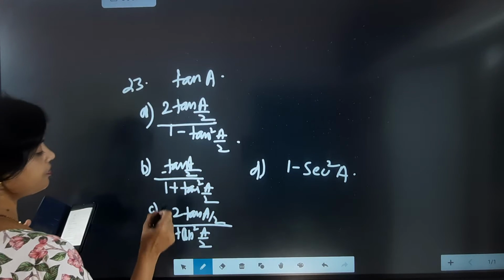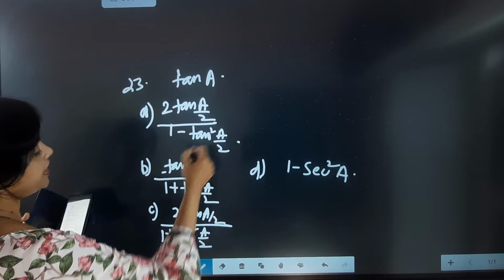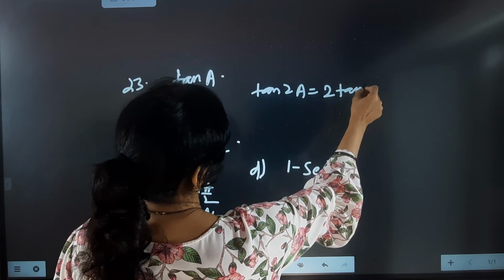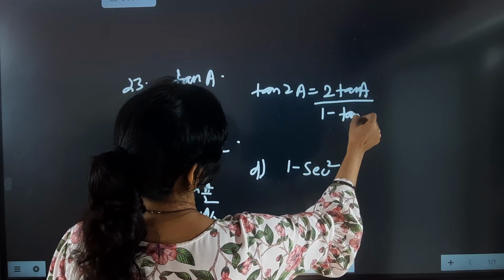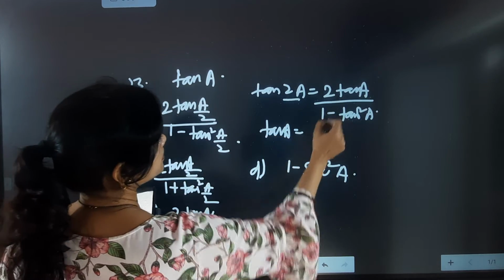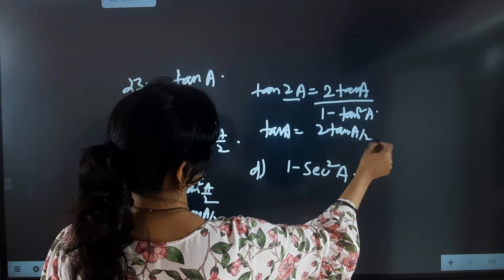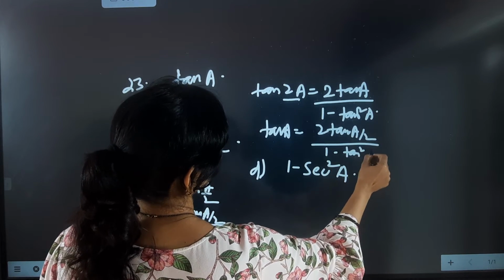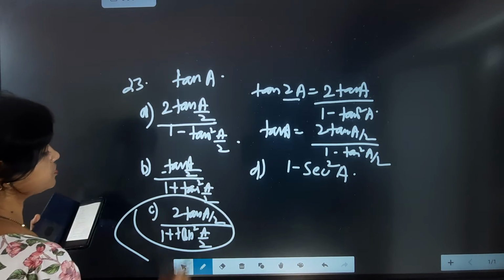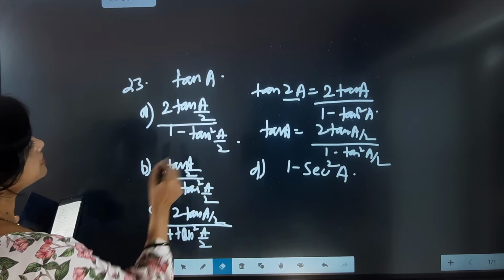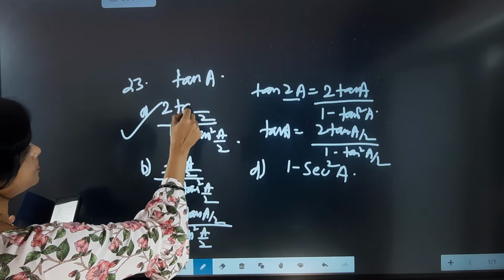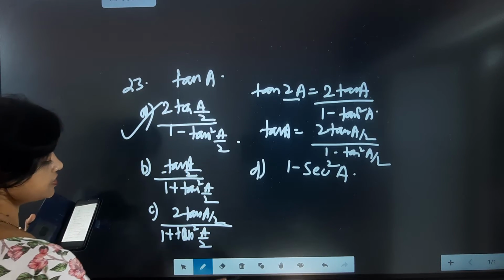The correct answer according to the formula will be tan A. See, look here. Formula is tan 2A is 2 tan A by 1 minus tan square A. Now if the angle becomes half, then this part will become 2 tan A by 2 by 1 minus tan square A by 2. So this one is wrong. The correct answer will be 2 tan A by 2 by 1 minus tan square A by 2.